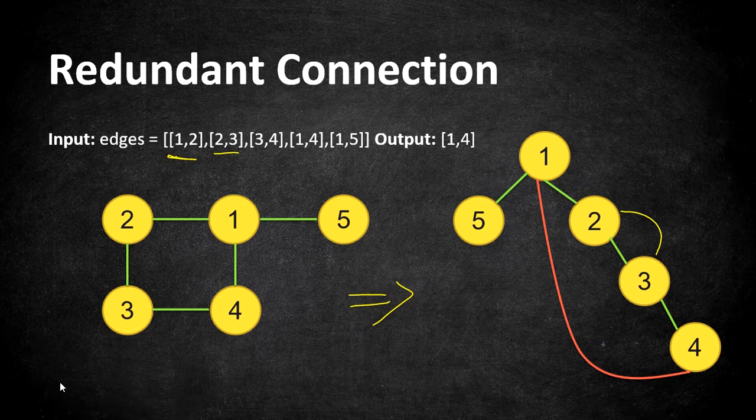It is very evident from this graph that the connection from 1 to 4 is an extra edge that is making a cycle. If we remove this from our graph, it is going to look like a perfect tree instead of a cyclic graph. So how are we going to approach this problem?